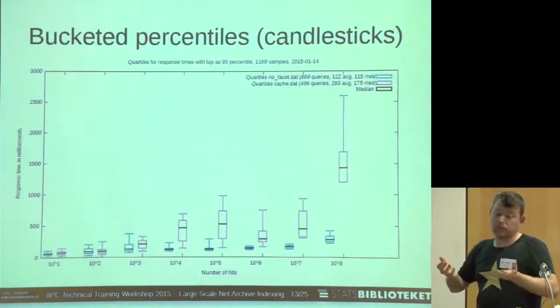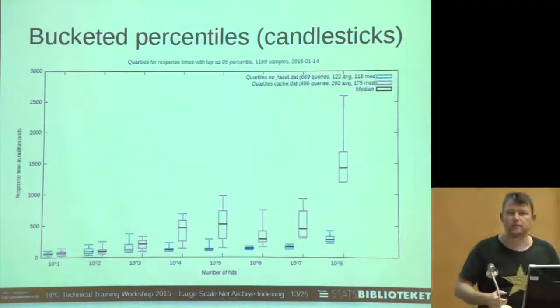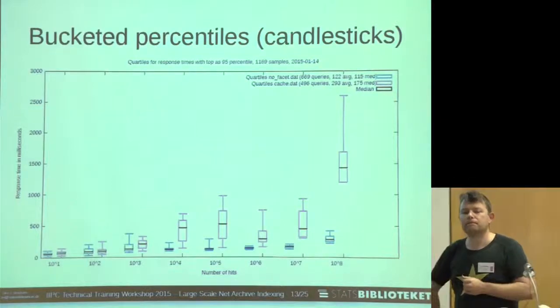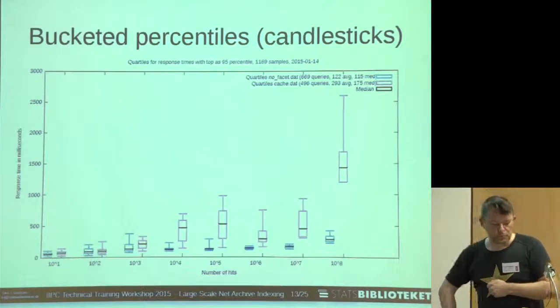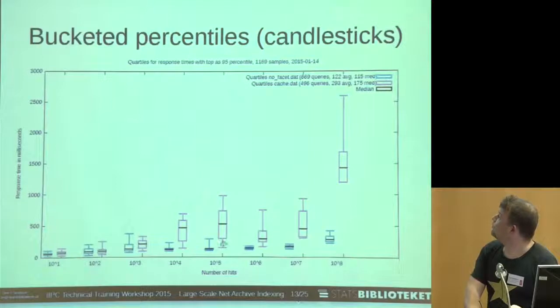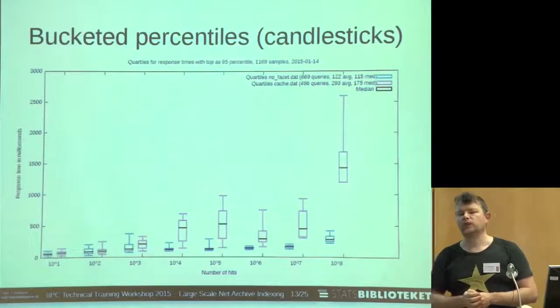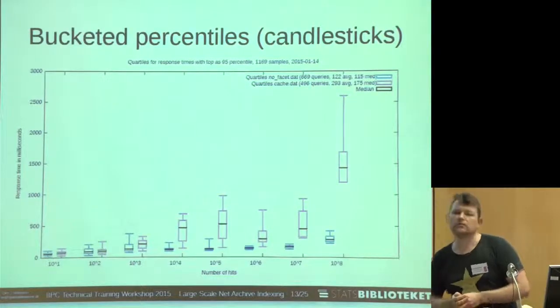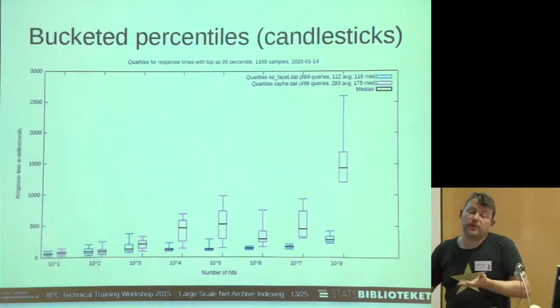Everybody's familiar? Or nobody dares say anything? What were the upper and lower parts of the candlestick? Yes, the lower part of this candlestick is the absolute minimum time. The upper part is not the actual maximum. No, it's a 95th percentile. Maybe I should have made it the 99th percentile.